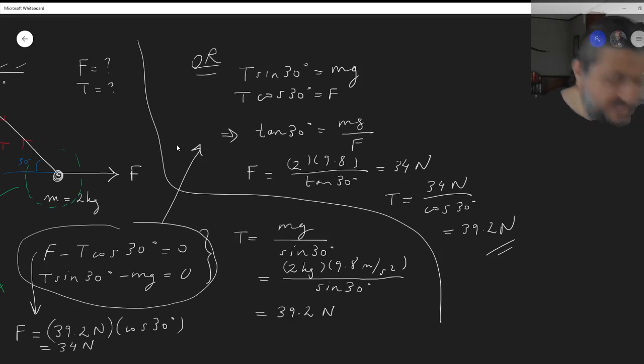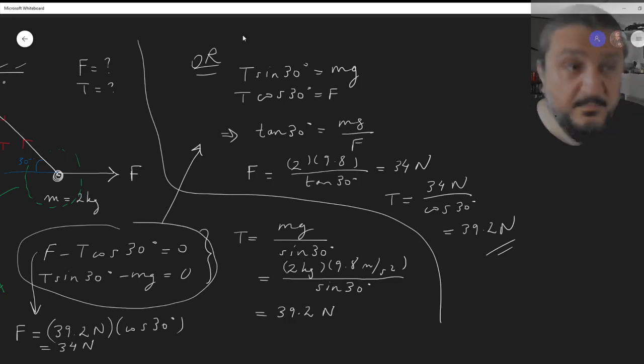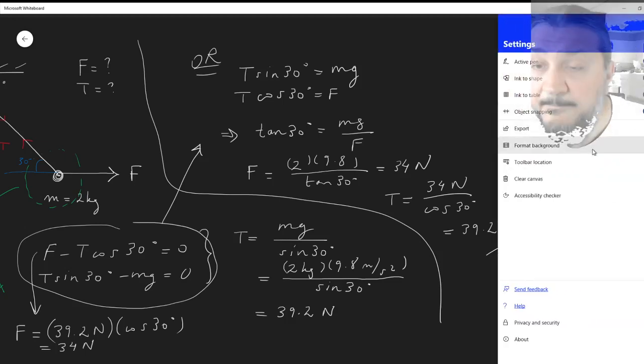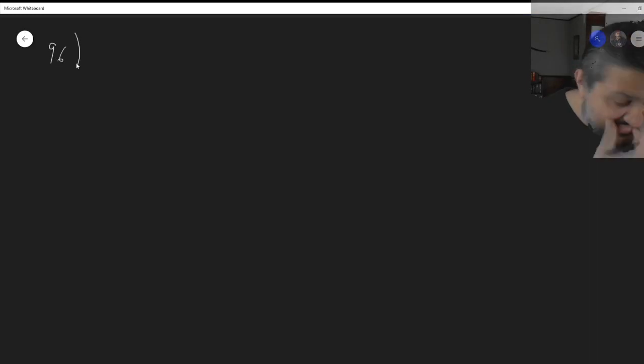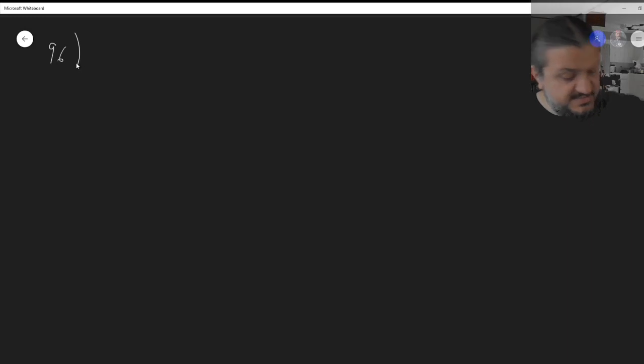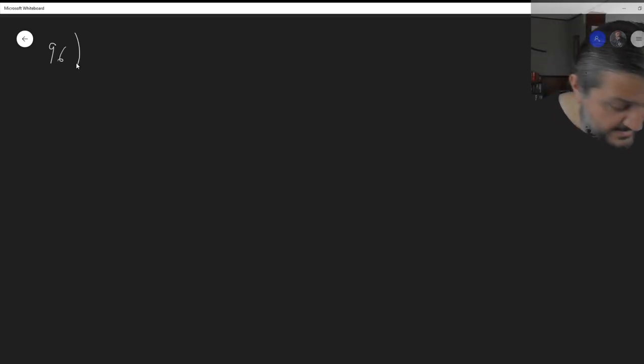Let's do 96. 96. There's a picture here of someone holding a book against a wall. Not a book, a frame. While trying to decide where to hang a framed picture, you press it against the wall to keep it from falling. So here's the picture.